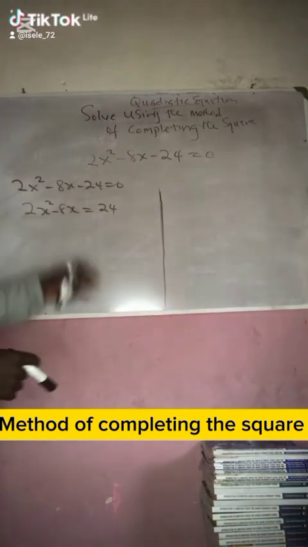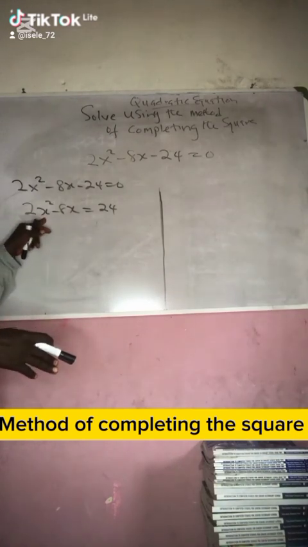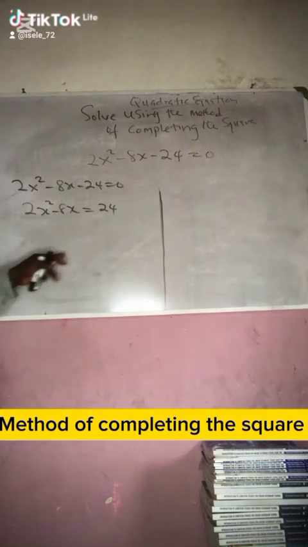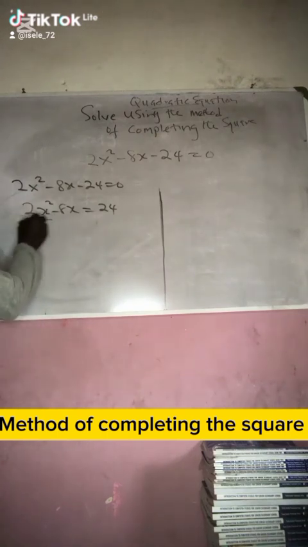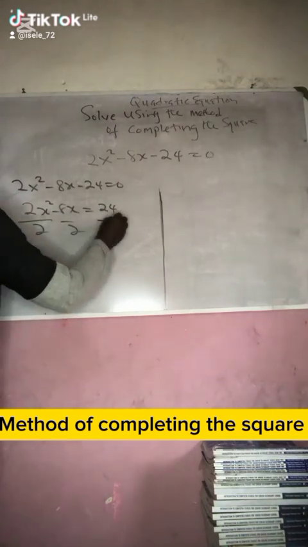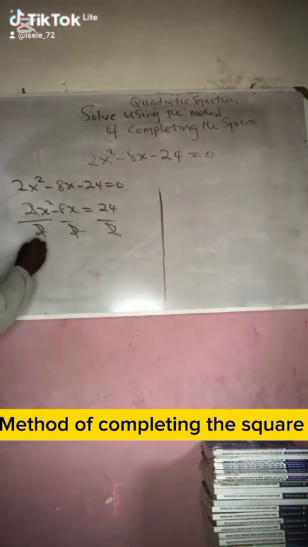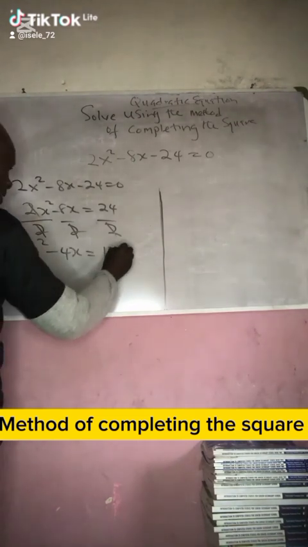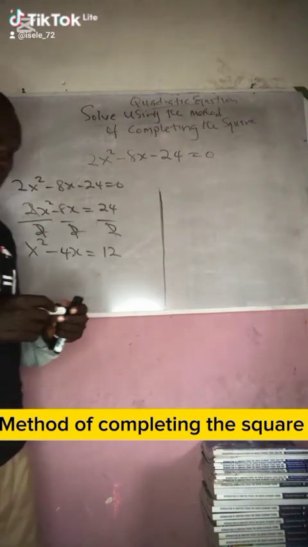The next thing you need to do is to make the coefficient of x squared uniform. To do that, you divide all through by the coefficient of x squared. So I can divide this by 2, divide this by 2, and divide this by 2. So when they cancel out, I have x squared minus 4x is equal to 12, because 24 divided by 2 gives me 12.